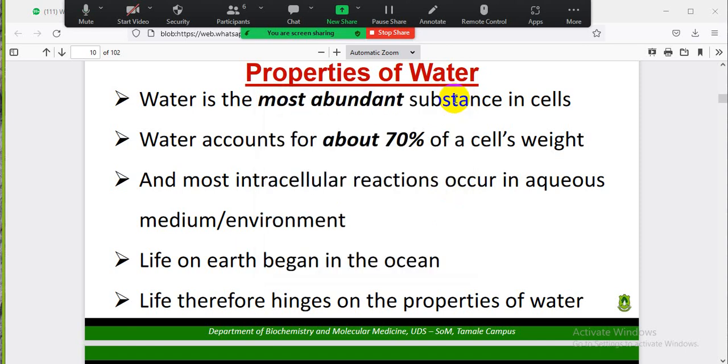Okay, so water, properties of water. Water is the most abundant substance in cells, and water accounts for about 70% of a cell's weight. Most intracellular reactions occur in an aqueous medium or environment, meaning that life on Earth began in the ocean. So let's go to the next slide.